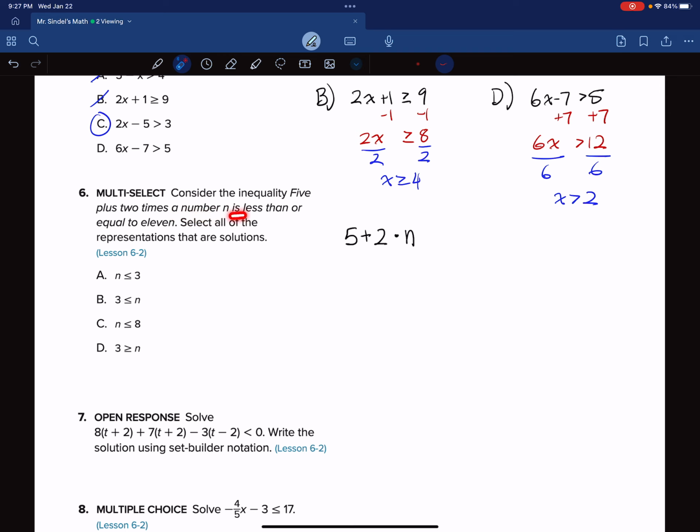And you say is. Is usually means an equal to sign, but if it says is less than, then you say it's a less than symbol. So it's a less than symbol. And then it says or equal to. So now I'm going to put the equal to underneath. And then 11. Just write out every single word by word.